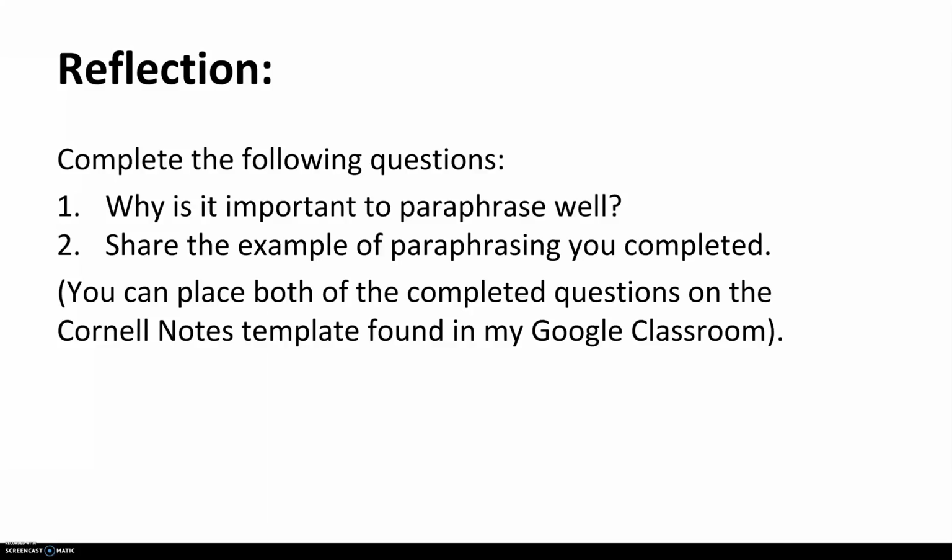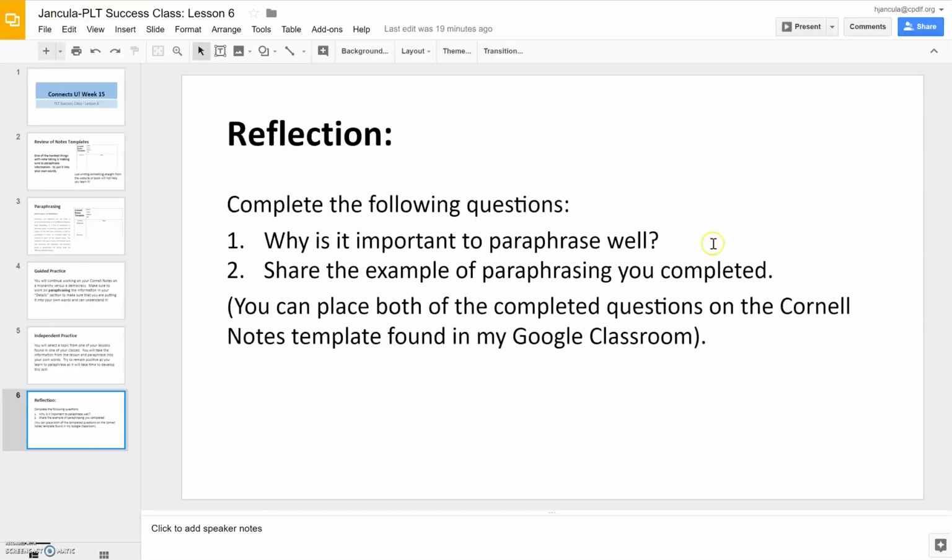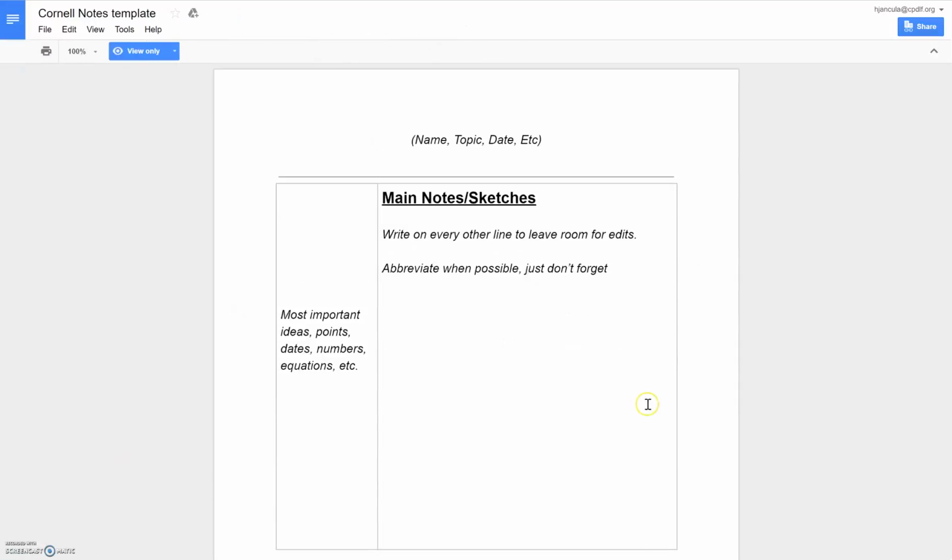And it doesn't have to be anything huge. Just go into maybe a math lesson and there's a couple key terms and then the details, and you just need to show it to me, okay? So you can place both of the completed questions on the Cornell Notes template that's found in my Google Classroom. And I'm going to put this in here so you can easily write on it. Okay, so name, topic, the course, just some information. You put the important idea over here, whether it's a date, a person, an event, and then you can write on every other line or give yourself some space.